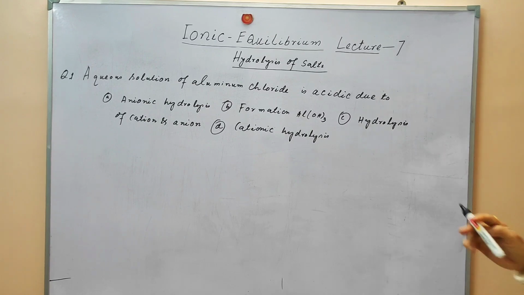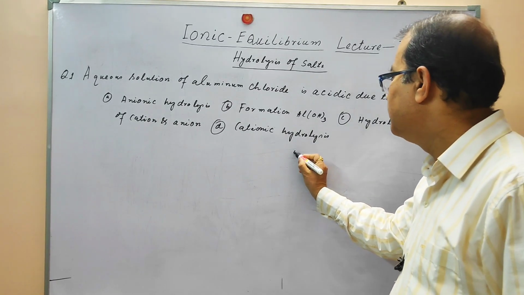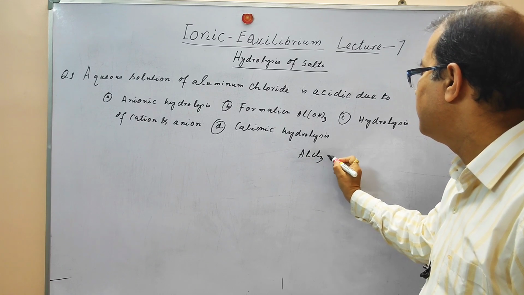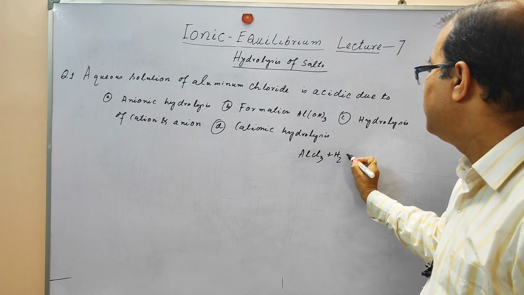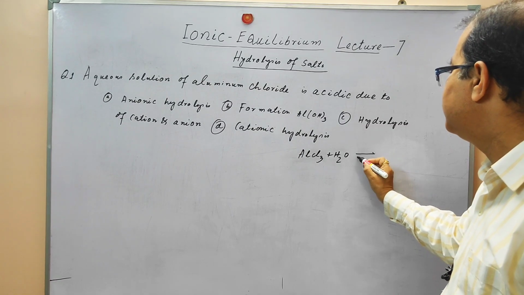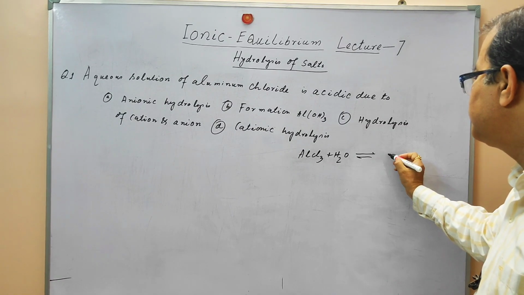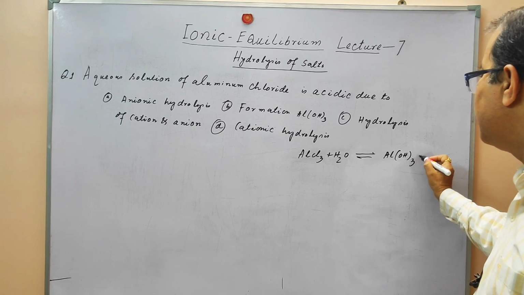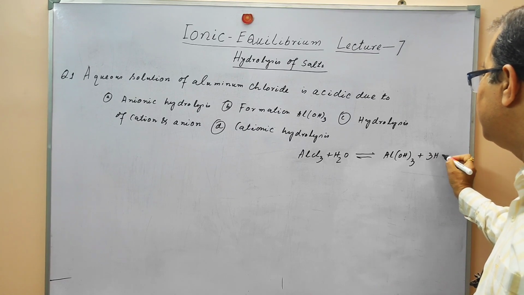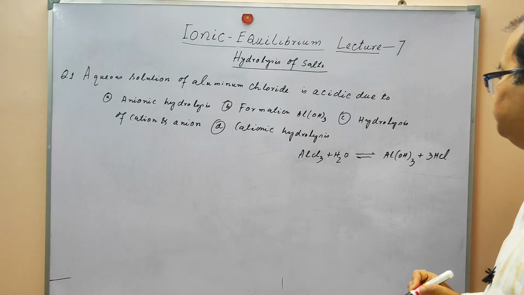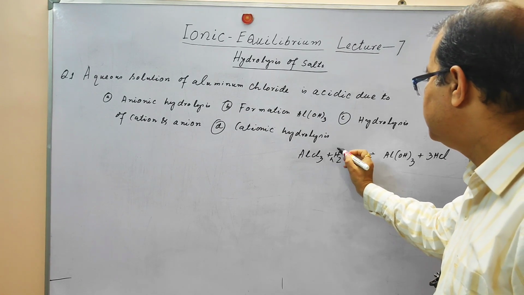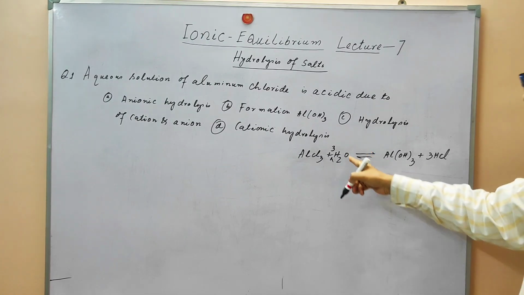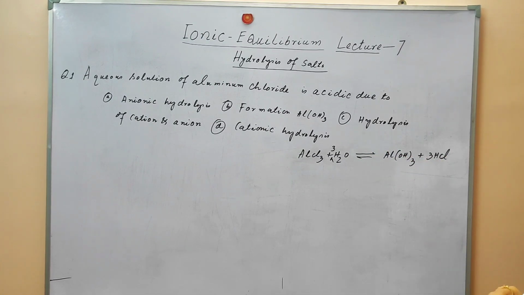For that, what we have to do? When aluminum chloride is hydrolyzed, it is going to produce aluminum hydroxide and HCl, and this is the balanced equation. It will be 3. Now it is balanced, 6 and 6, and this.